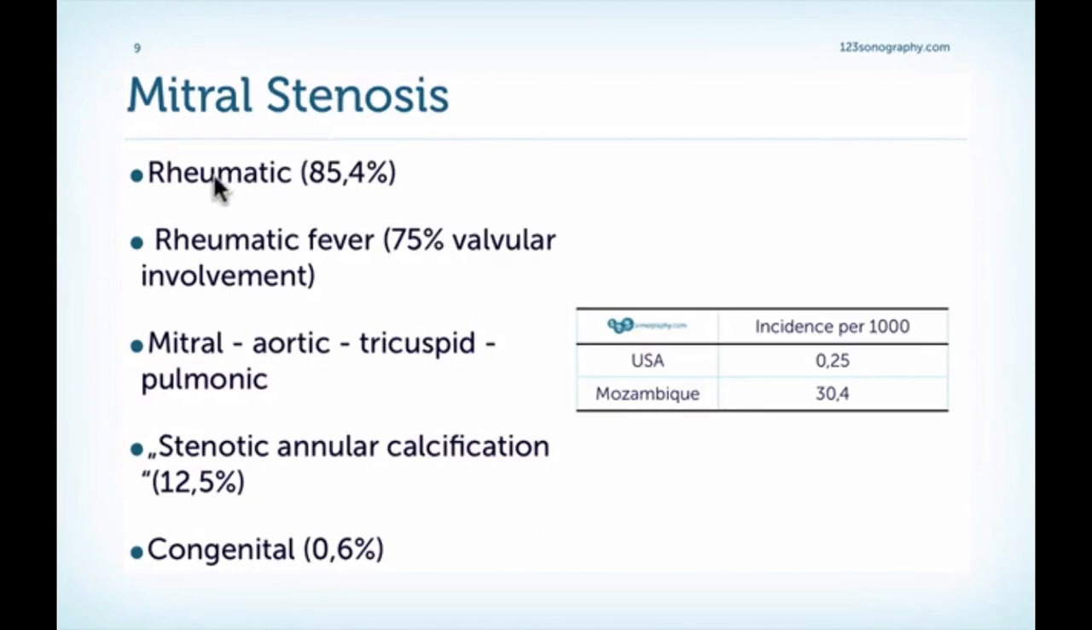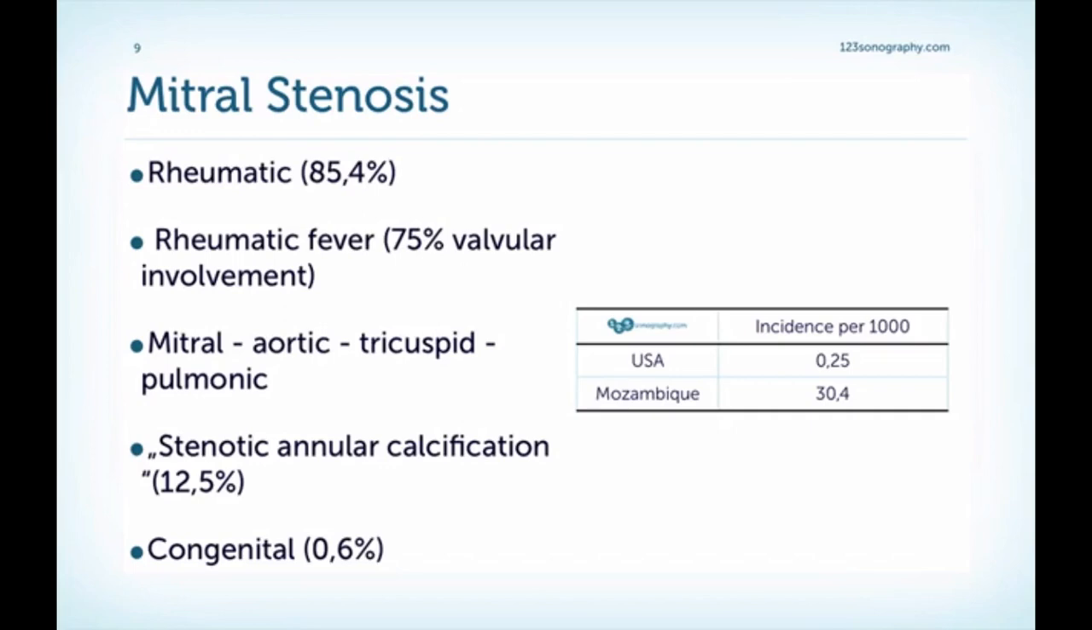Mitral stenosis almost always is caused by rheumatic heart disease. Rheumatic fever involves the heart valves in 2/3 of cases. And since rheumatic fever varies very much from country to country and from continent to continent, we have a large variation in the incidence of mitral stenosis. Since rheumatic fever is less and less common in the Western world due to antibiotics, we don't see it very frequently in countries like the US or Western Europe. But it is still fairly prevalent in countries like, for example, Mozambique or India.